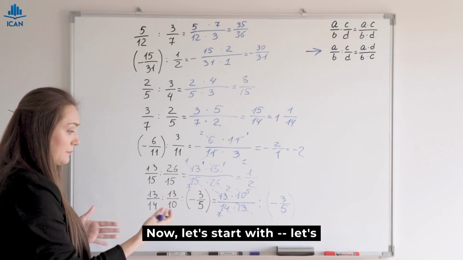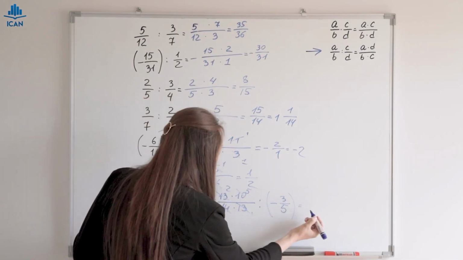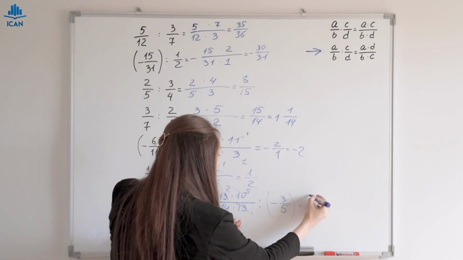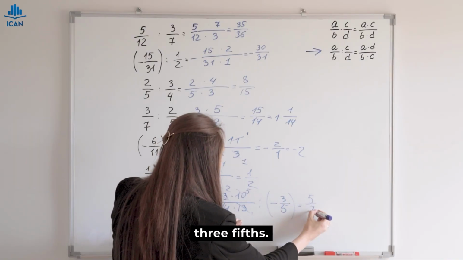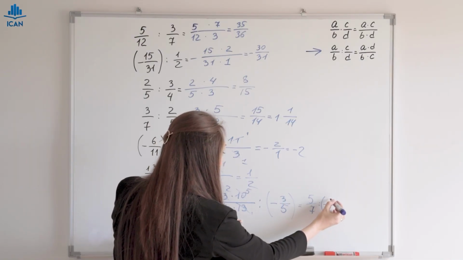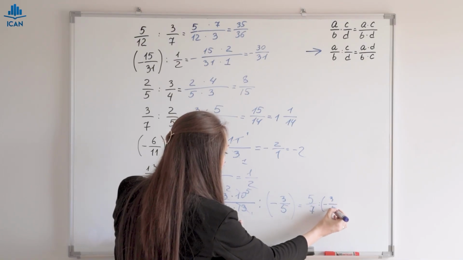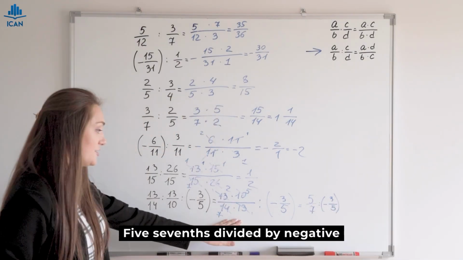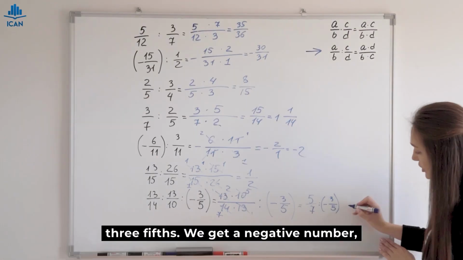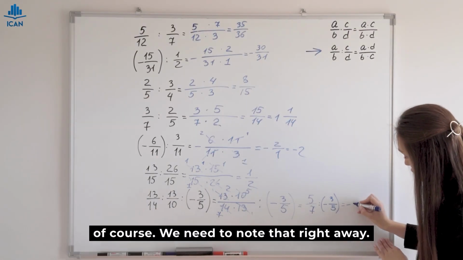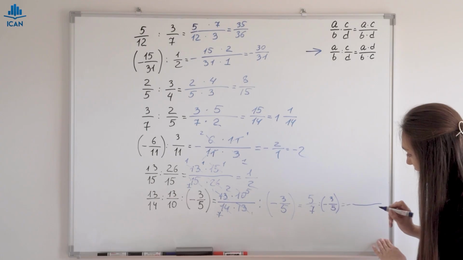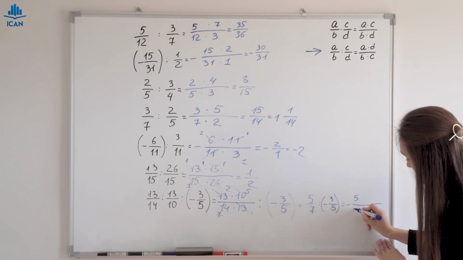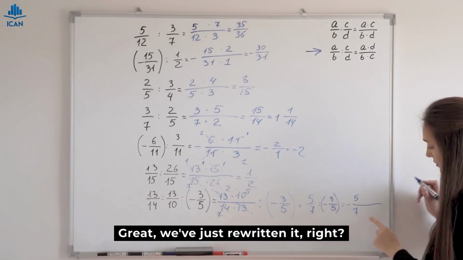Now let's write it neatly first, okay? 5/7 divided by negative 3/5. We get a negative number, of course. We need to note that right away. And we get 5/7. Great, we've just rewritten it, right?